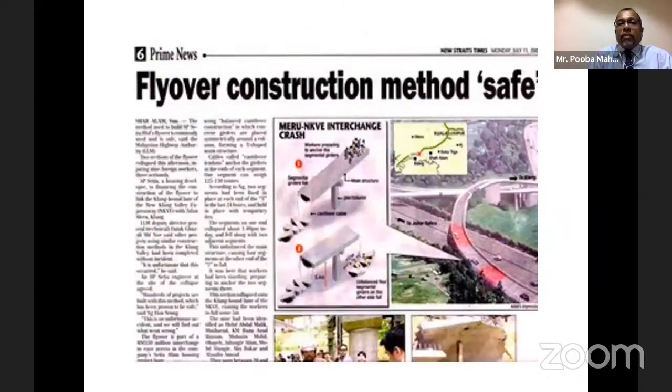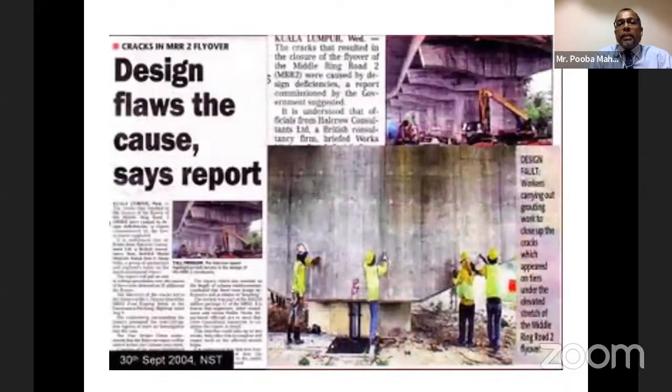This one is some flyover construction method. This was in Malaysia. This is the one where the Samuelu was involved and he said design flaws were the cause. So because of that, the blame went to the consulting engineers. In this one, Helcro was involved in the investigation and put up the report, and then Samuelu said this and that in the parliament and so on.